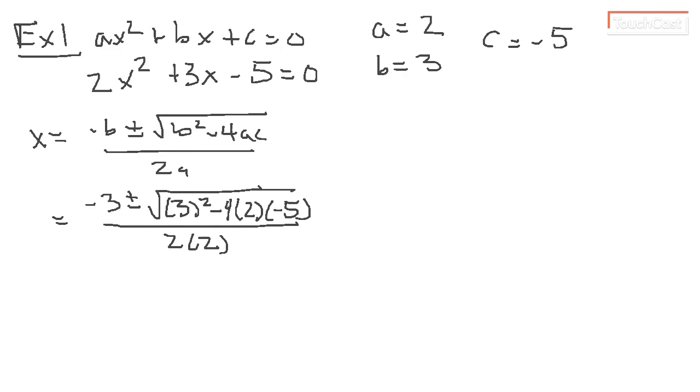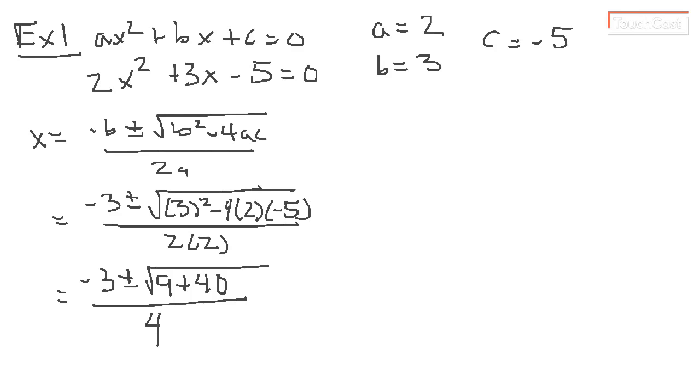So now we're going to clean this up. Well, I know 3 squared is 9, so I can rewrite this as negative 3 plus or minus the square root of 9. Now I'm going to just go ahead and go 4 times 2 times negative 5. 4 times 2 is 8. 8 times negative 5 is negative 40. So if I minus negative 40, that's the same as adding 40. Divided by 2 times 2 is 4.